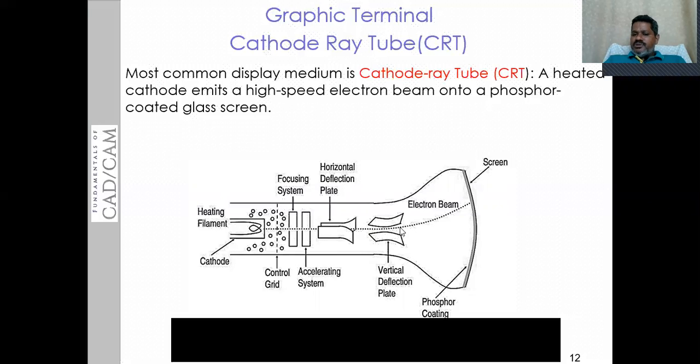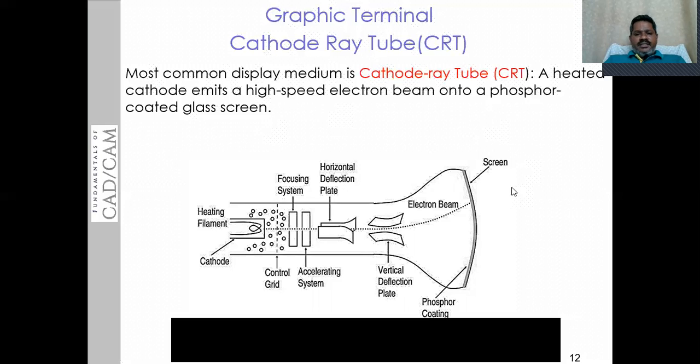Whenever this electron beam impacts or focuses on the phosphor coating on the screen, this electron beam energizes the particles of the phosphor coating. This energizes the phosphor coating particles on the screen, which in turn will display the image on the screen.